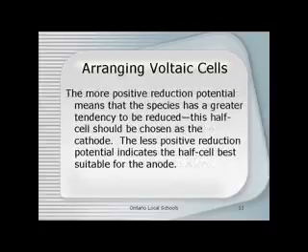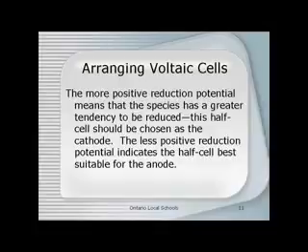When we compare the reduction potentials, the more positive reduction potential means that the species has a greater tendency to be reduced. This half cell should be chosen as the cathode. The less positive reduction potential indicates that the half cell is best suitable for the anode. This is critical, and you may need to look at this slide for a little while before you move on.